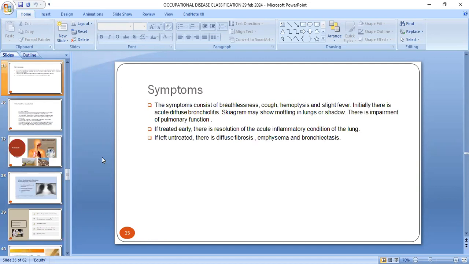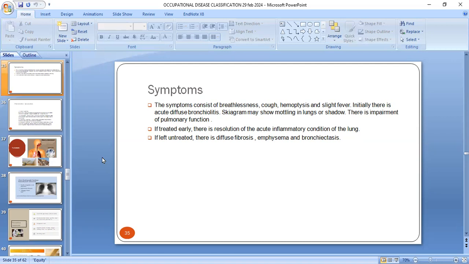It occurs mostly in the workers who work in the sugarcane industry or the sugar mill. The symptoms consist of breathlessness, cough, hemoptysis, and slight fever. Initially, there is acute diffuse bronchiolitis. Radiogram may show mottling in the lungs or shadow. There is impairment of pulmonary function. If treated early, there is resolution of the acute inflammatory condition of the lung.